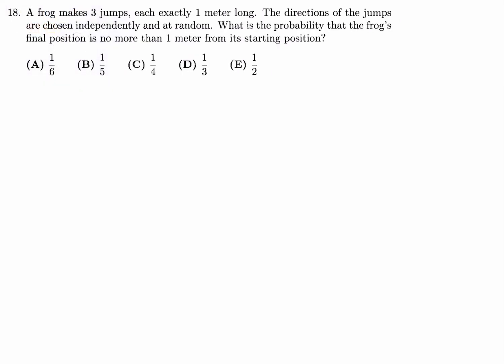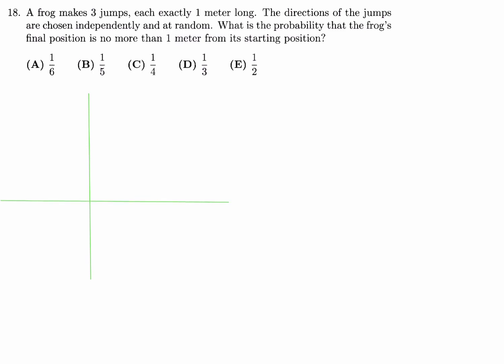A frog makes 3 jumps, each exactly 1 meter long. The directions of the jumps are chosen independently and at random. What is the probability that the frog's final position is no more than 1 meter from its starting position? So let's draw a graph and let's talk about this question.